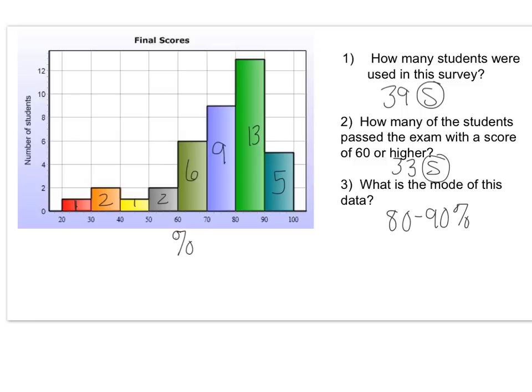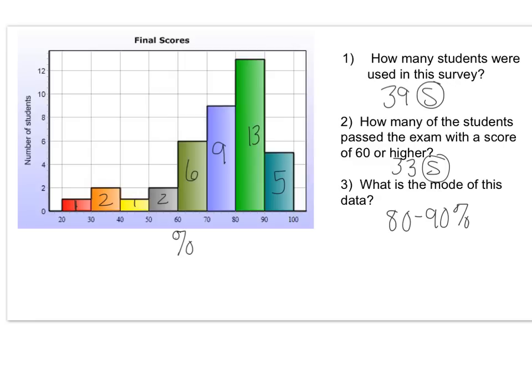As I was working through this, I noticed that we didn't really have a very good label on the bottom, so I added % down there. All right, so for question number 1, how many students were used in this survey? I went through and I wrote on the bar how many students each bar represented. When I added those up, I had 39 students.